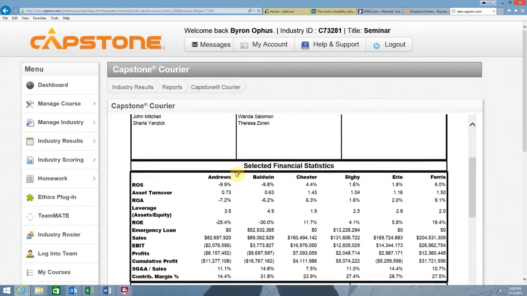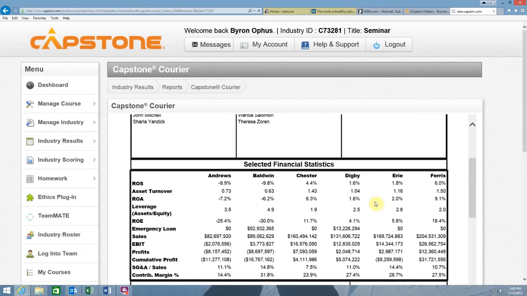So coming along, right? Okay, we had some ROE, some big negative ones, and then 4 positives, so that's good. So we had some positives, so at least we know that 4 of the student-run teams made some money. And when we look at sales again, pretty nice. Big fight between Erie and Chester. Digby, not terribly far behind.